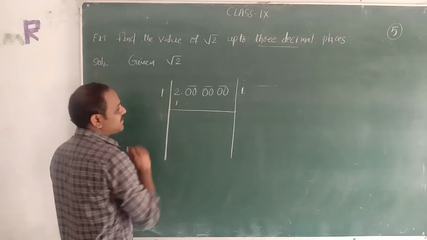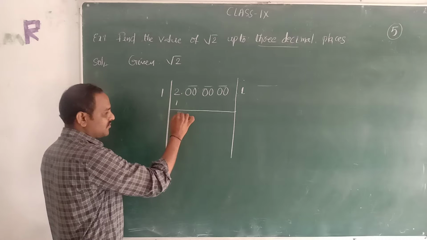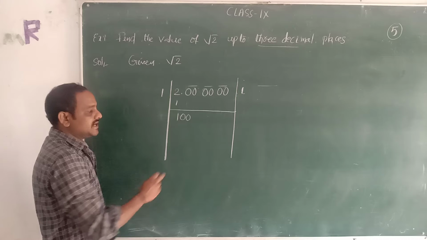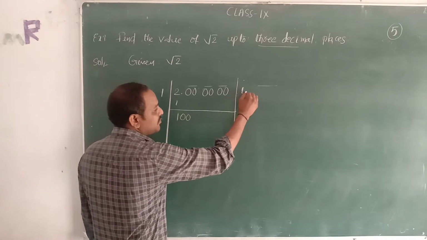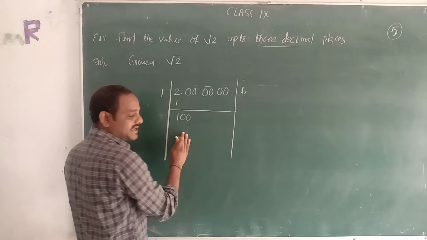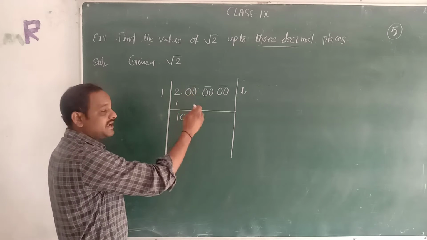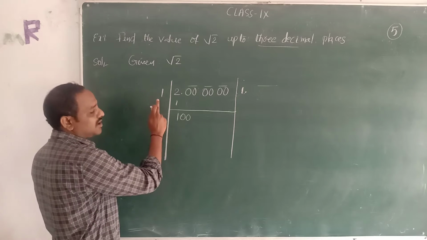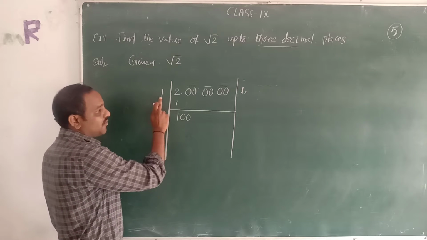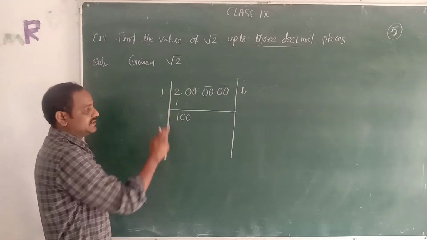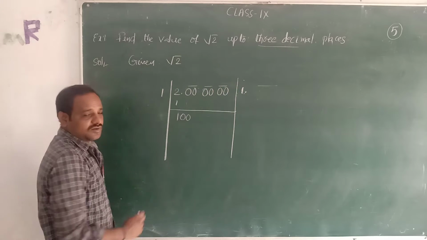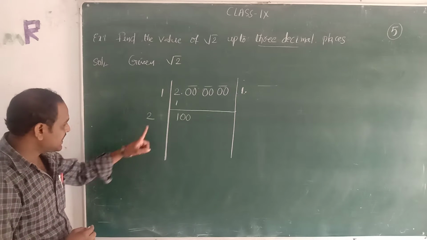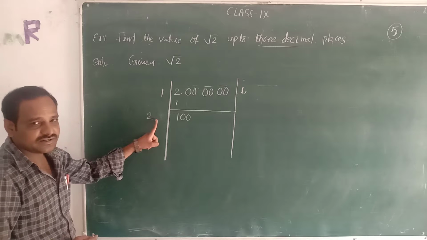So 1 ones are 1. Then the remainder is how much? 2 minus 1, 1. Now we are going to take these 2 zeros. It becomes 100 by taking the point. If you take the point, you have to take 0, but in this case we are going to take a pair of zeros, 2 zeros. Did you understand? Now we have to add the divisor and this quotient, 1 plus 1. How much? 2.